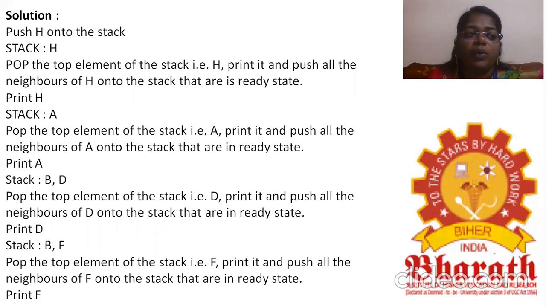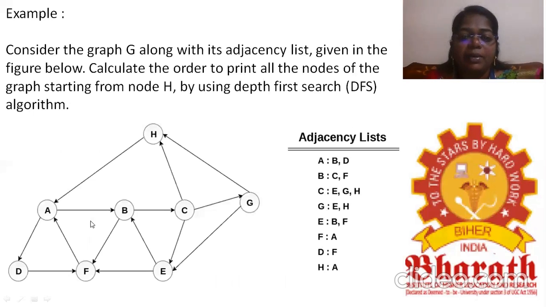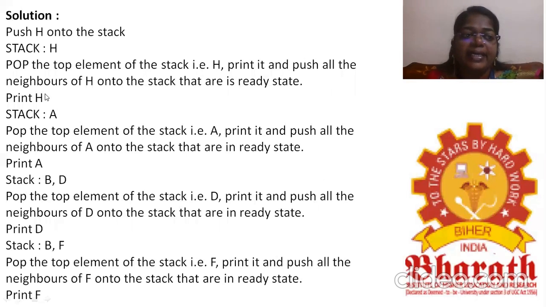Now we have to check for the neighbors of H. What is the adjacency list given for H? That is A, so A is the neighbor. We push the neighbor of H inside the stack. So now the stack will have the node A. After that, we pop the top element of the stack, print it, and push all the neighbors of A inside the stack.